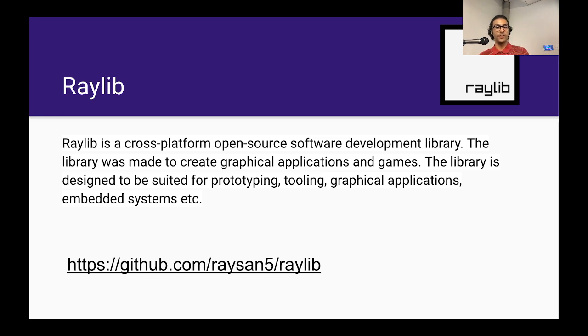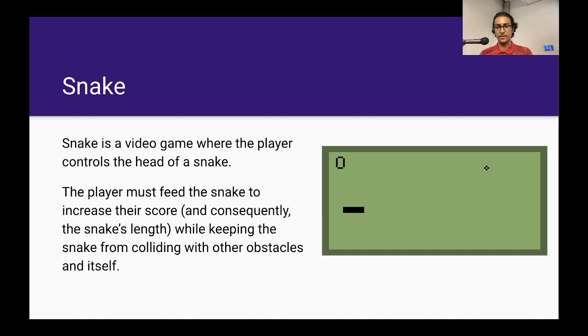A little background on Raylib. It's a cross-platform open source software development library. It's used mostly for graphical applications and also video games programming. You could do a lot of GUI stuff with it, create interactive applications, all sorts of cool things. It's very visual, and it does have support for other languages as well, not just C++, but its C++ toolkit is very extensive. You can take a look at the source code at this link right here. It's open source, so feel free to go through that.